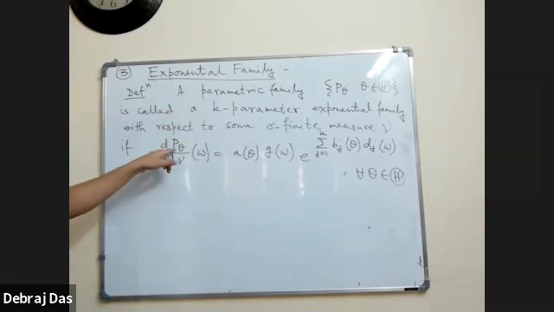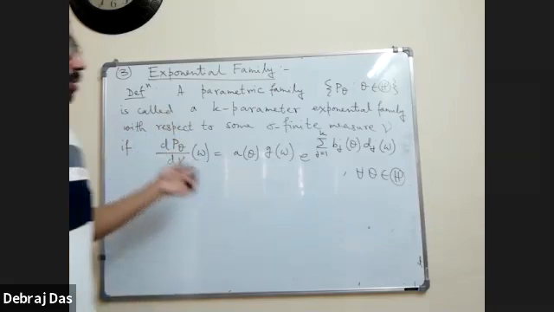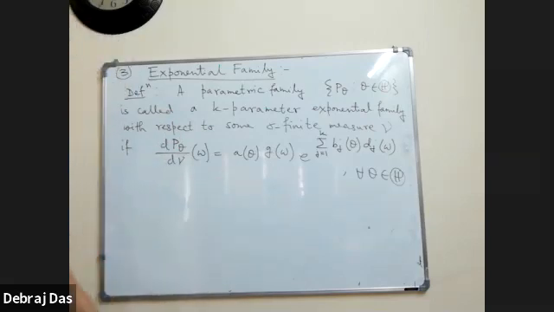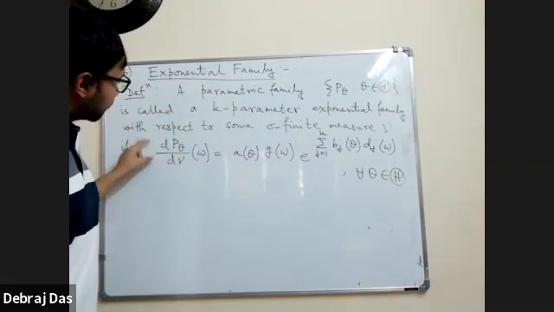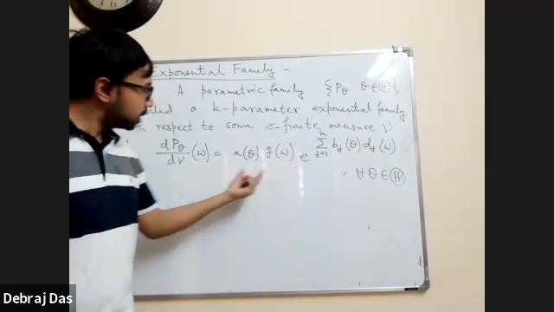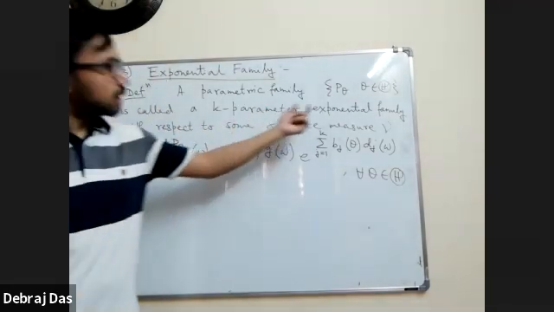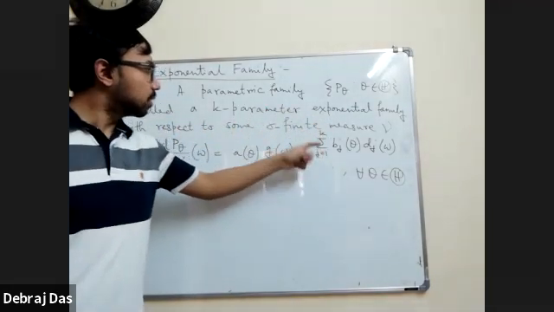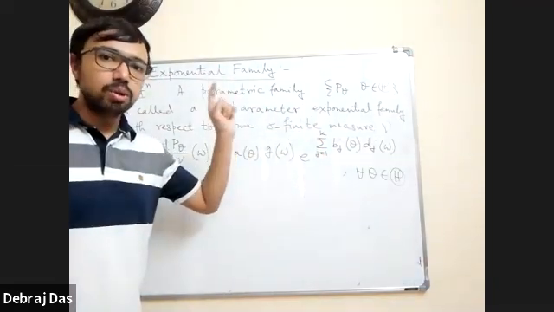So, for example, this p theta may be, you can think of normal again. Then this is simply the PDF of normal. And if you can write the PDF of normal in this form, then actually normal is an exponential family. And then you need to check what is the value of k in case of normal.